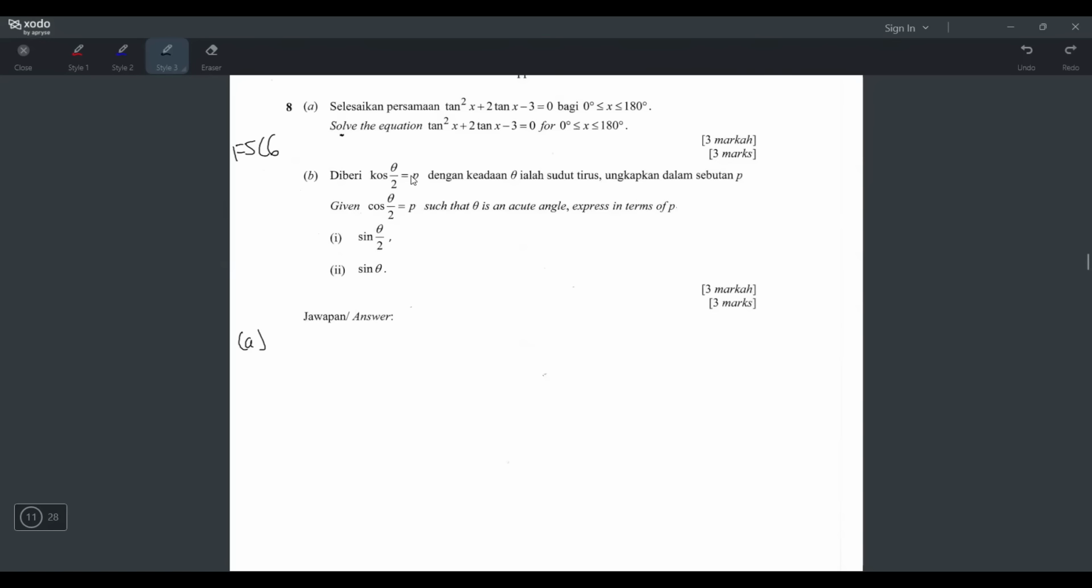And then the second type of question is where they ask you to find theta or the x solve. And then the third type of question is the sketching question. And then the last one is the proving punya question. So A, they will say solve. So this is the type of question where you have to solve for x, right? Okay, for this type of question, tak payah lukis. Tak payah lukis.